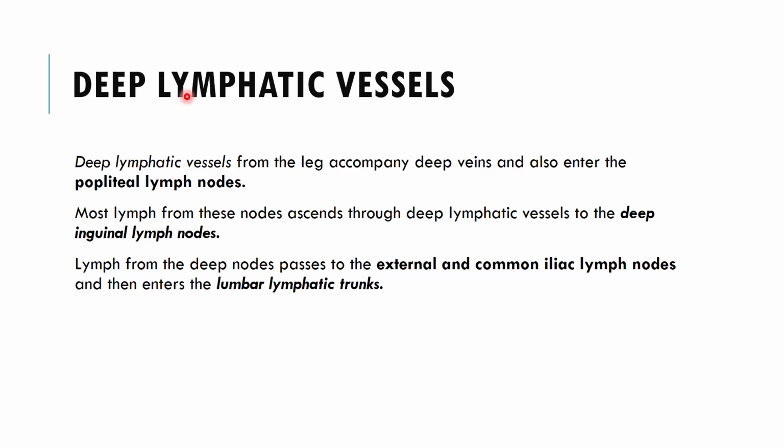Now there are some deep lymphatic vessels. From the leg, they accompany the deep veins and also enter the popliteal lymph nodes. Just like the superficial lymphatics around the small saphenous vein which were draining in the popliteal lymph nodes, these are the deep lymphatic vessels along the deep veins. They will also drain in the popliteal lymph nodes. Most lymph from these nodes will come to the deep inguinal lymph nodes, and as I told you before, from deep inguinal they will come to the external iliac lymph nodes, then to the common iliac lymph nodes, and then ultimately they will enter the lumbar lymphatic trunk.